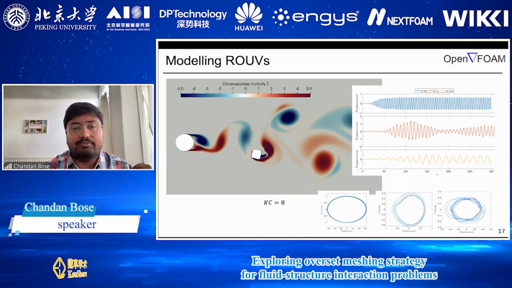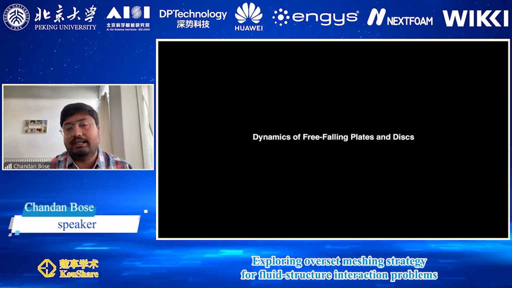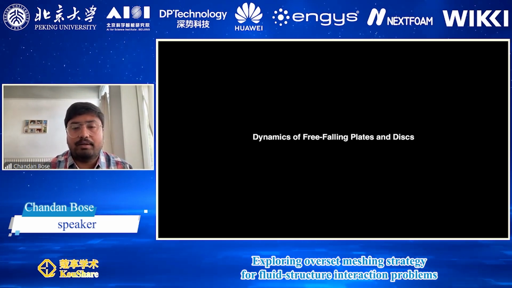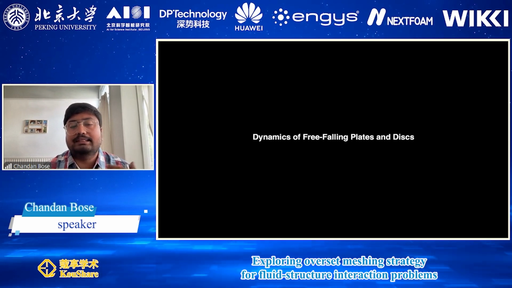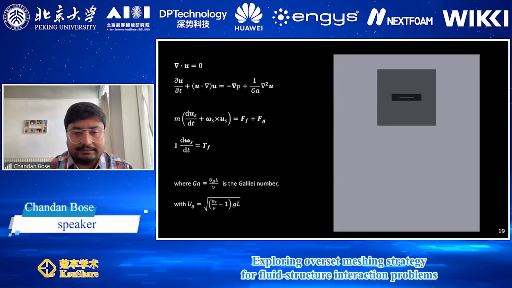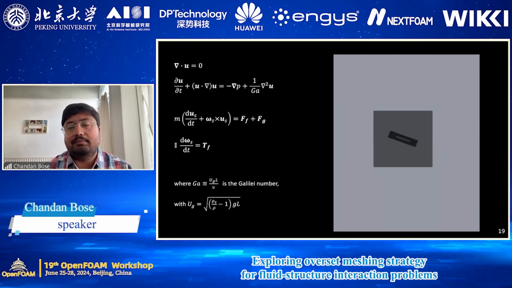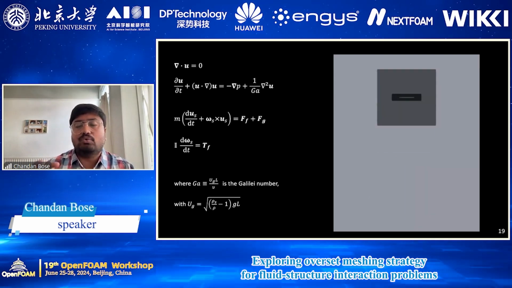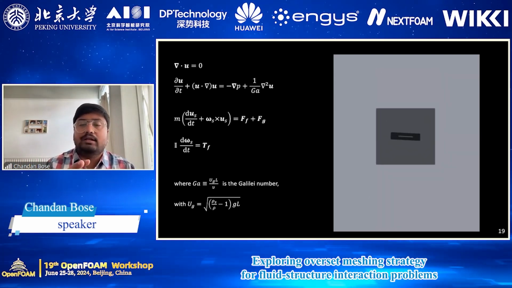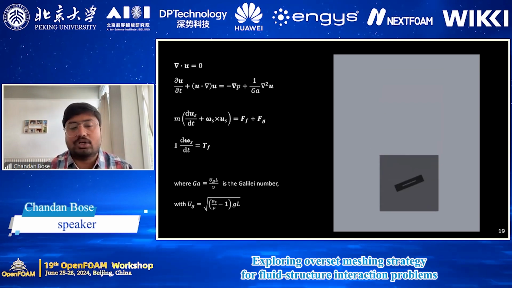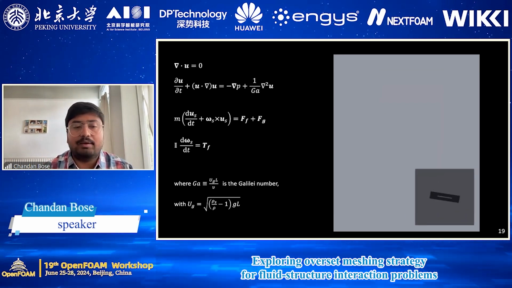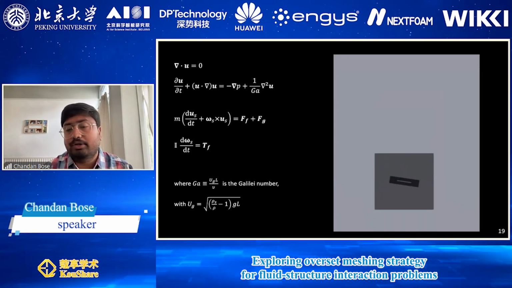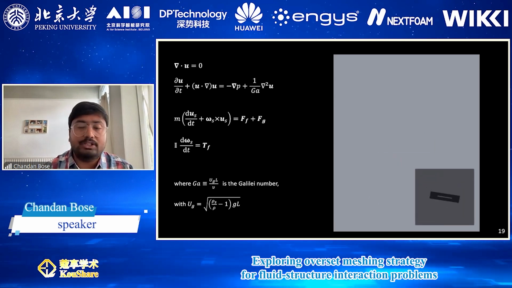But without going further into that, quickly I will go to the second problem that I want to show, where we are using this overset kind of approach for a fluid-structure interaction problem, and this is the dynamics of freely falling plates and disks. Now you can see in this animation how we can use that linear driven motion to stick it to a freely falling solid flat plate, which is governed by multiple non-dimensional parameters. However, the Galilei number or the Archimedes number and the non-dimensional moment of inertia mainly govern the dynamics of it.